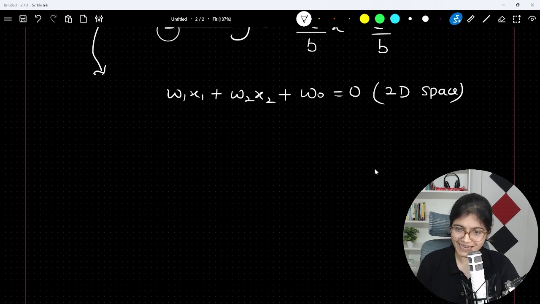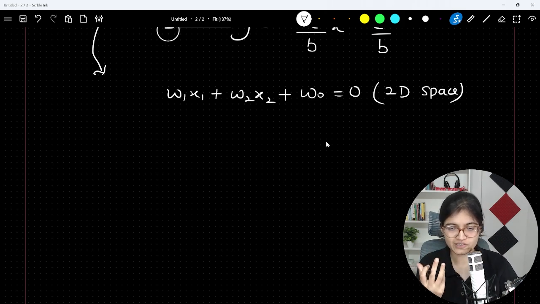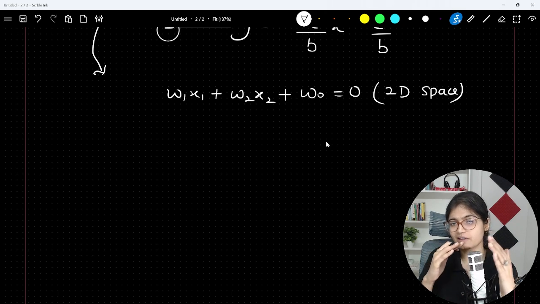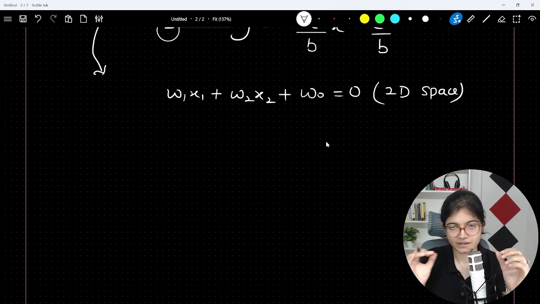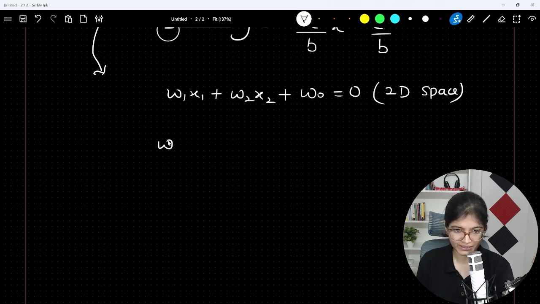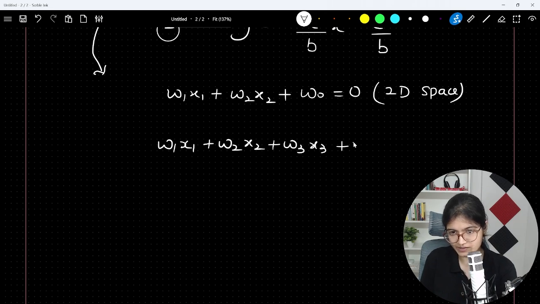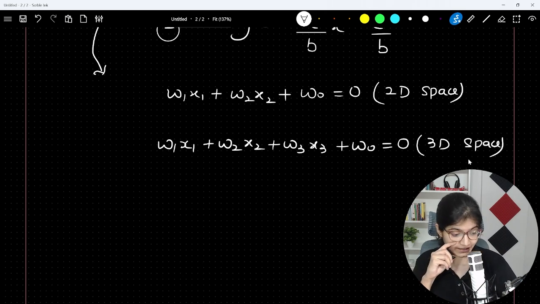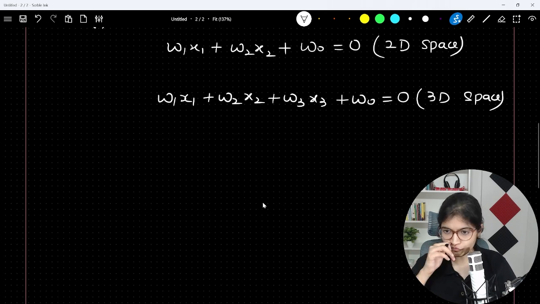If I have to write the same thing for a three-dimensional space, when we're talking about 3D space, we will have x1, x2, x3. So in that case, what kind of equation will you get? w1 x1 + w2 x2 + w3 x3 + w0 = 0. Can I say this would be the equation of a three-dimensional space? In this manner, you will be able to form an equation for n-dimensional space as well.